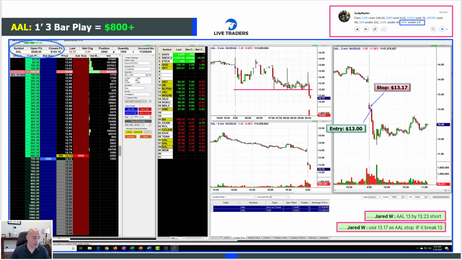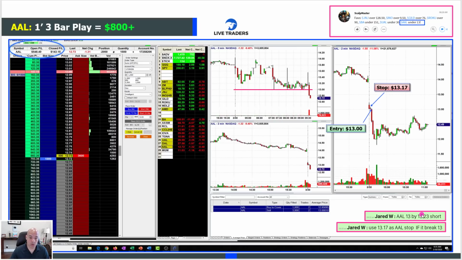All right, and just to be clear, what also helped me with the 3-bar play was this pre-market at $13. See that pre-market chart at 13? Note, this is 4 minutes before the market opened. AAL under 13. Posted in the chat room, posted on StockTwits. There it is in the chat room, 2 minutes into the day. Guys, we're watching AAL under 13.